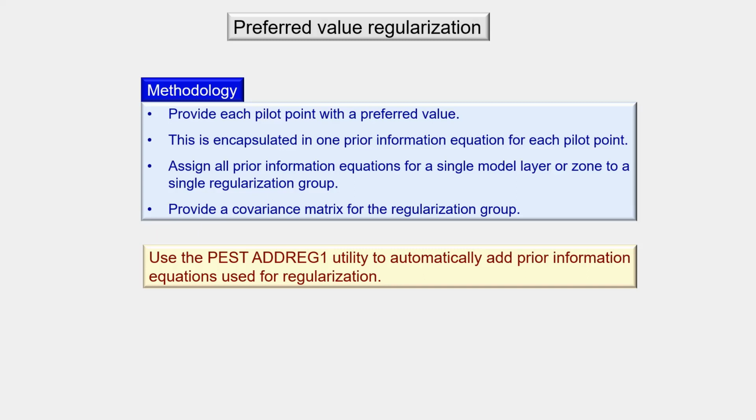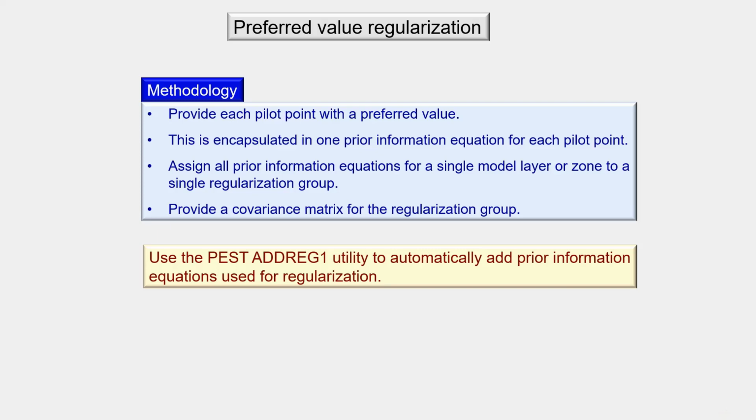Recall what we said about Tikhonov regularization in another slideshow. Not only should we provide a fallback position for every parameter, we should also provide the means in which departures from that fallback position should arise. And that's achieved by providing a covariance matrix for each group of pilot point parameters, for each group of prior information equations describing pilot point parameters of the one type in the one layer.